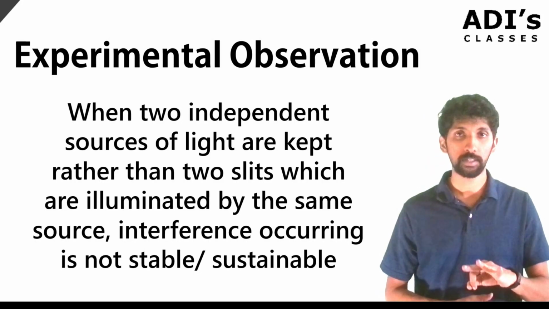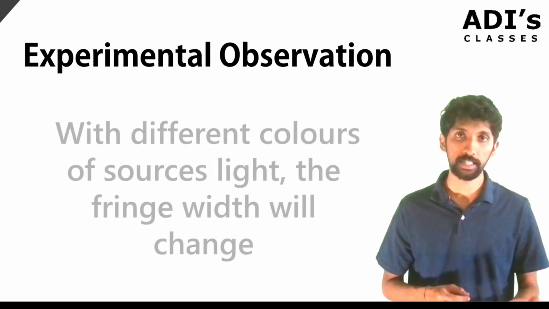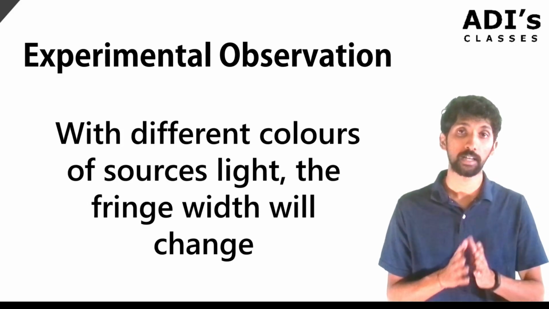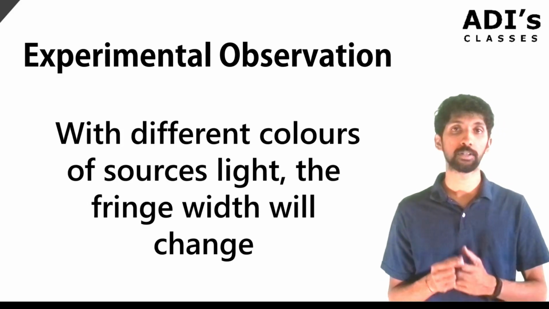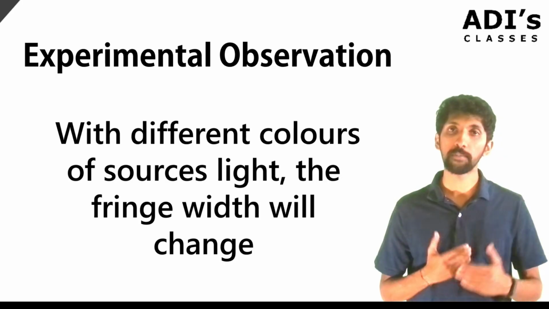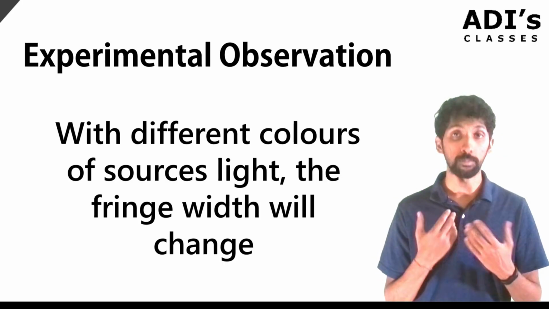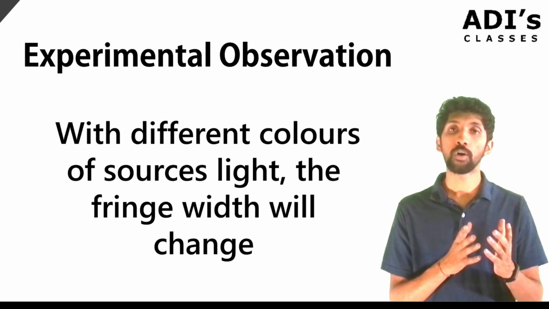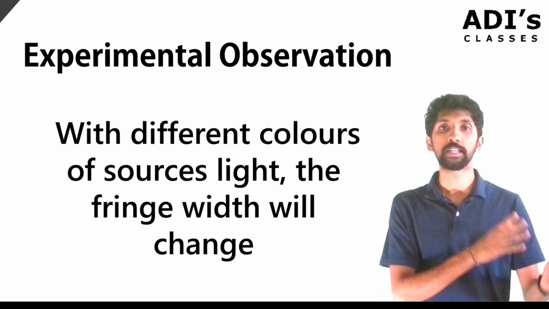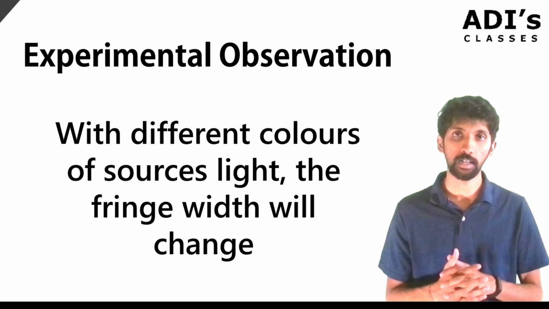Then the third experimental observation was, whenever he gave different colored lights, the fringe width used to change. If it was a red light, the fringe width was different. If it was blue light, the fringe width was different. So he came across different formulas and observations on how the width of the fringe is dependent on the wavelength. These were all experimental observations made by Thomas Young when he did the interference experiment.